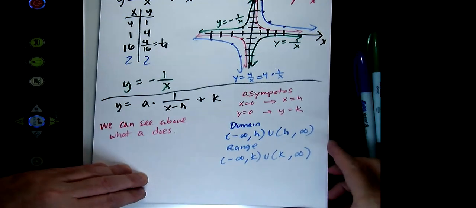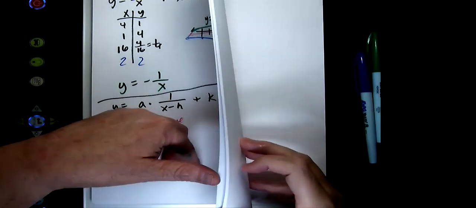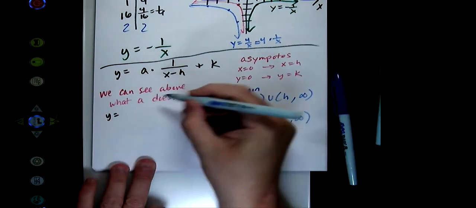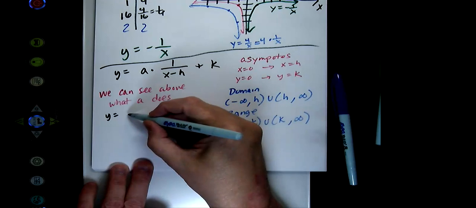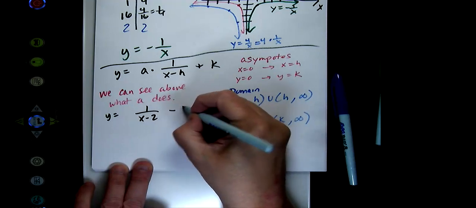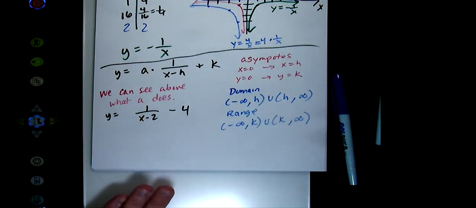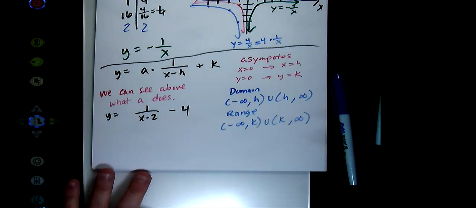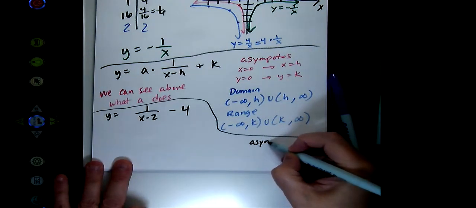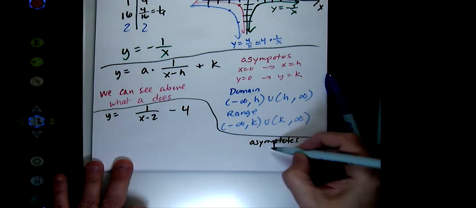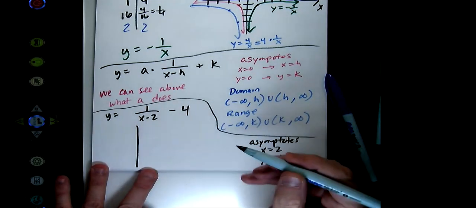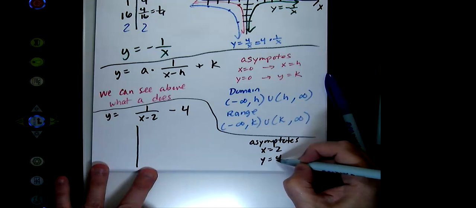Is everyone ready for an example with that? Actually, I can just squeeze that in right here. Let's do y equals 1 over x minus 2, and then a minus 4. Which means my asymptotes are x equals 2 and y equals 4. Oh, x equals 2, y equals negative 4. My bad.